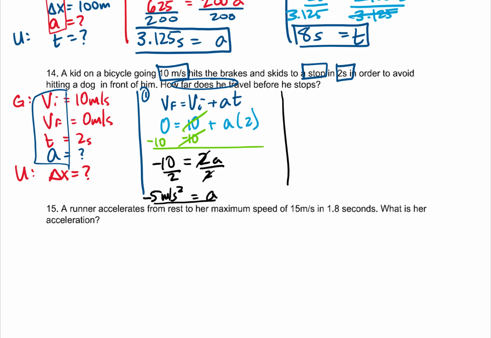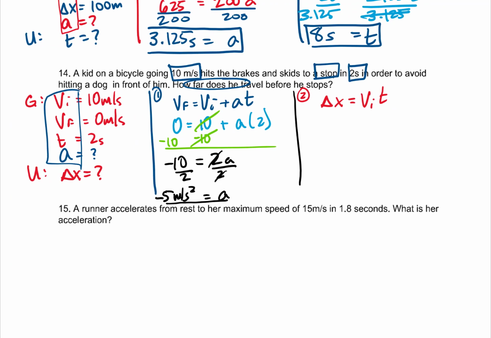What I want now is to know how far he goes before he stops. Since I have everything else, the easiest way to find delta x is to do delta x equals v initial times time plus 1/2 acceleration times time squared. So plugging in our numbers, delta x is equal to 0 times the time of 2 seconds plus 1/2 times the acceleration of negative 5. I'm sorry, I made a mistake.